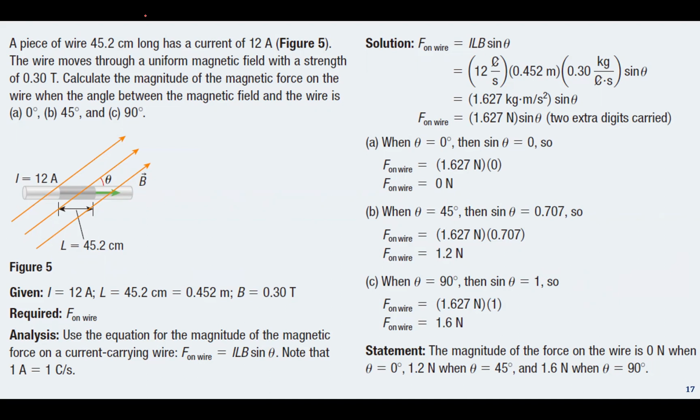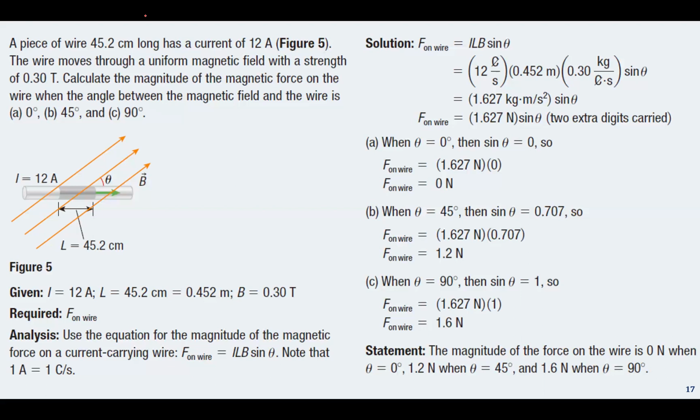1.627 newtons sine theta. So for question A, when theta equals 0, we know F1 on wire equals 0 newtons. Then in question B, when theta equals 45 degrees, then sine theta equals approximately 0.707. In this case, the magnetic force on the wire is approximately 1.2 newtons.